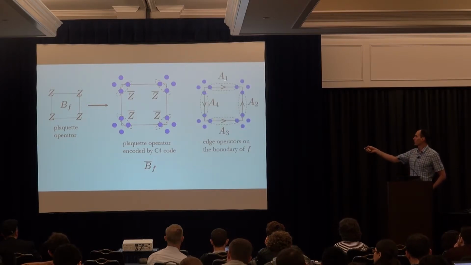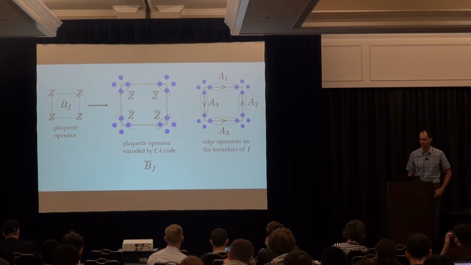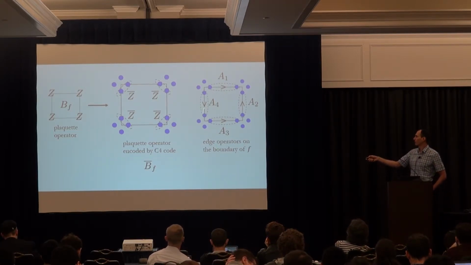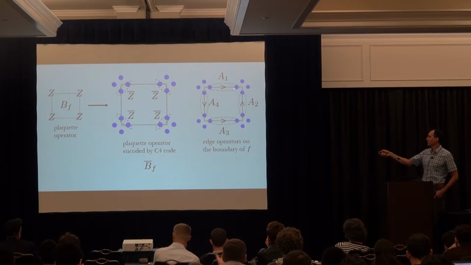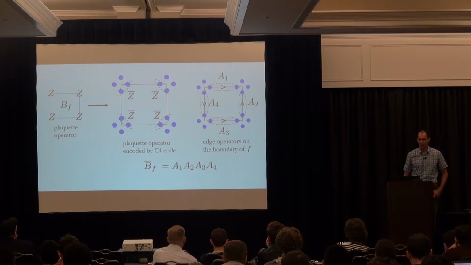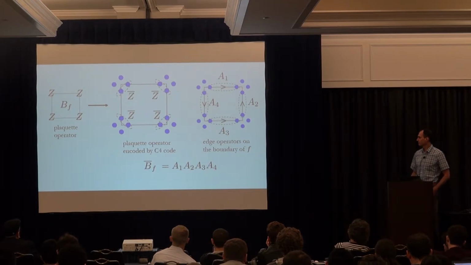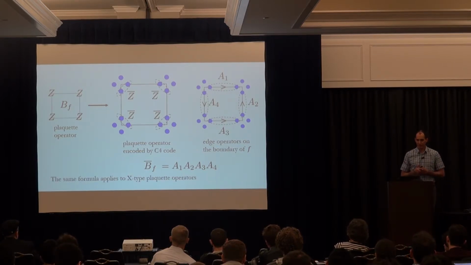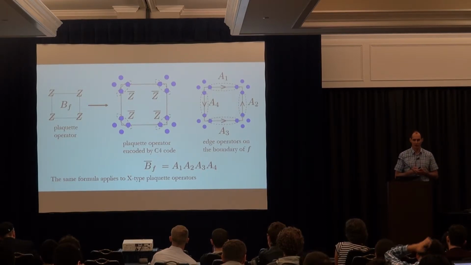Now, let's look at the product of all H operators that live on the boundary of this plaquette. I call them A1, A2, A3, A4. If you take a product of all these H operators, they include every Majorana mode located on the boundary of the plaquette, and this is the same as the encoded version of the plaquette operator. Again, you must be careful how you choose orientations of these edges, but these are minor details. And of course, we have the same representation for X-type plaquette operators.